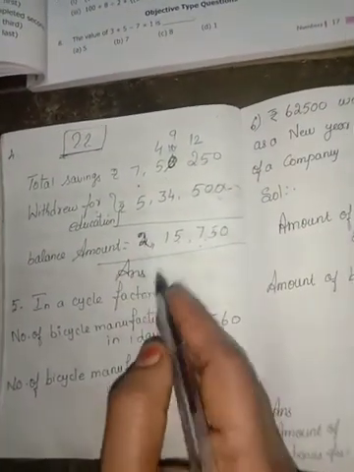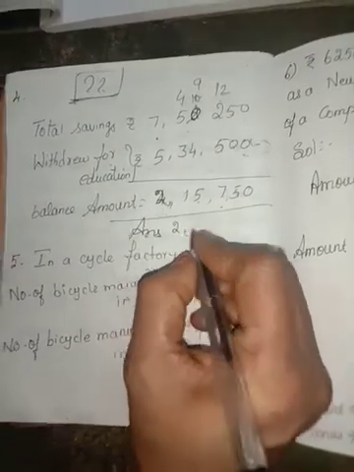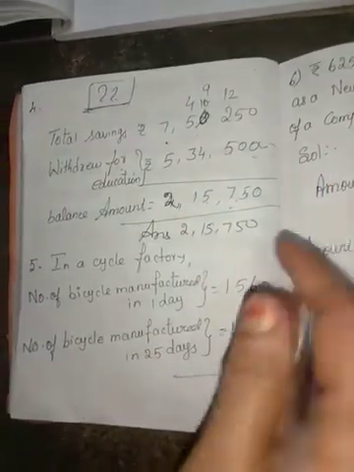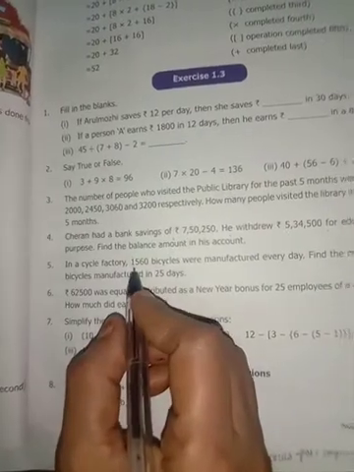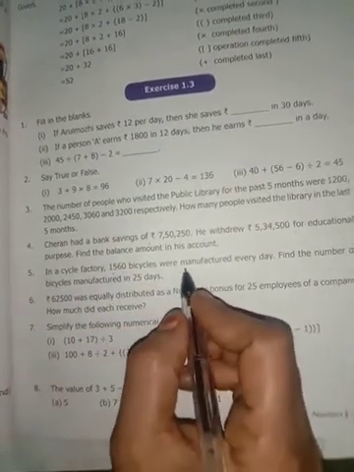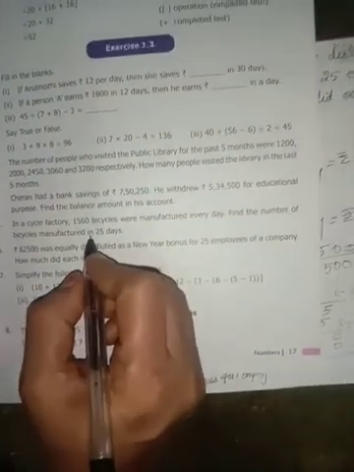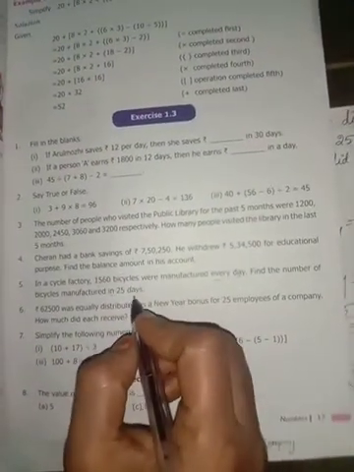So the balance amount in his account is equal to 2,15,750. Then the fifth question also I am not writing. So look here. In a cycle factory, 1,560 bicycles were manufactured every day. Find the number of bicycles manufactured in 25 days. So the 1 day production is given. We must find the 25 days.